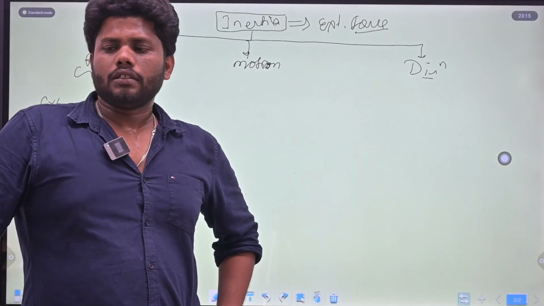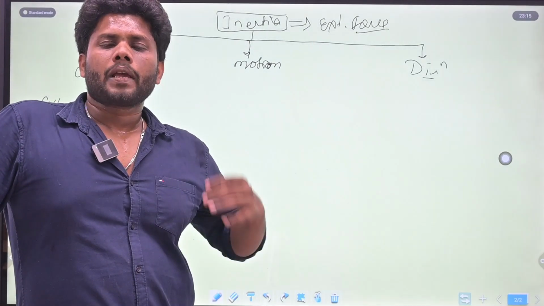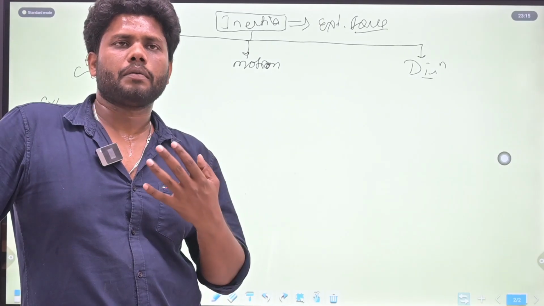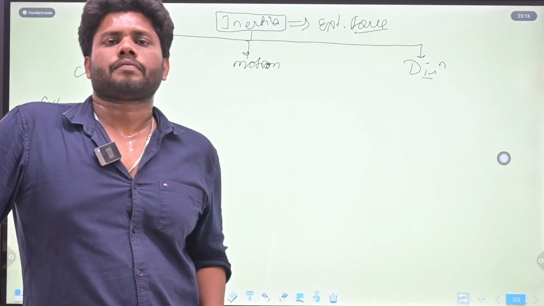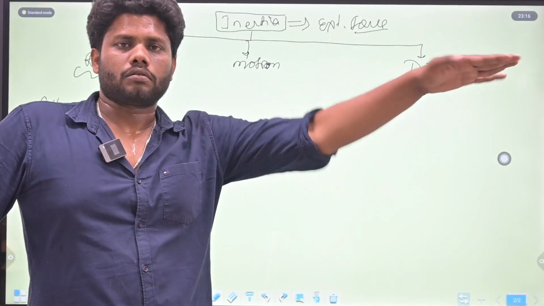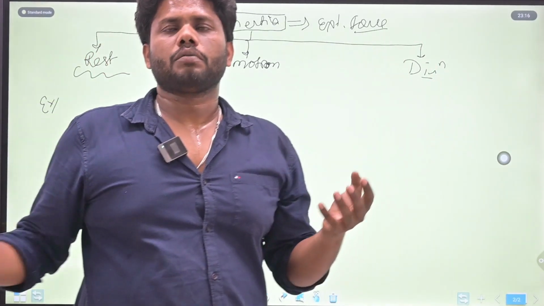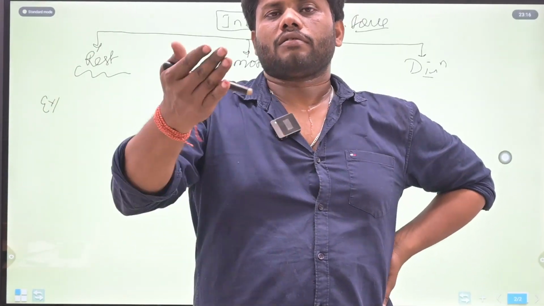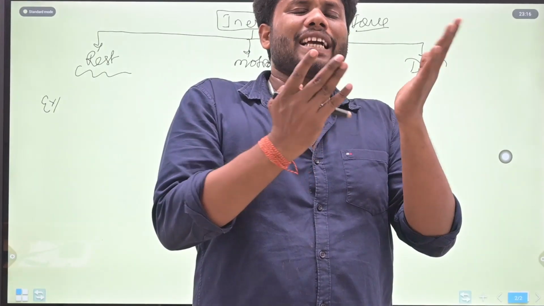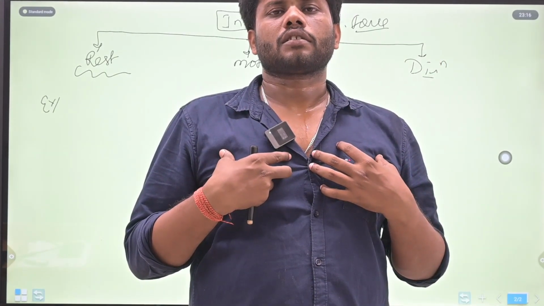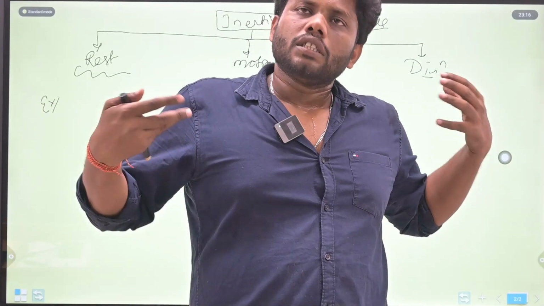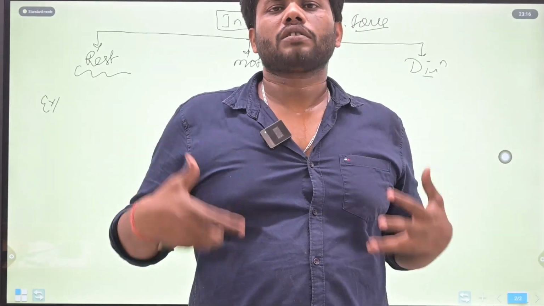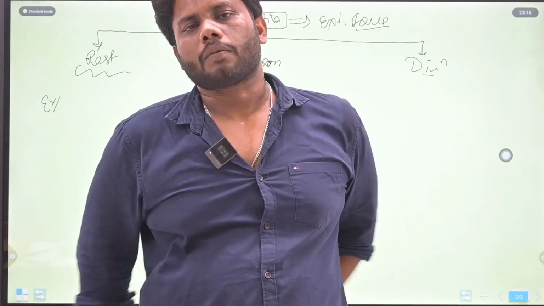Another example of inertia of rest: during sudden starting of a vehicle, when we are sitting in a bus and it suddenly moves, we lean backward. During sudden starting of a vehicle we lean backward. That means the portion which is connected to the vehicle starts moving, but the upper portion of the body, due to inertia of rest, tries to remain at rest.